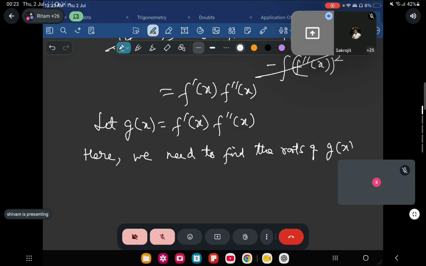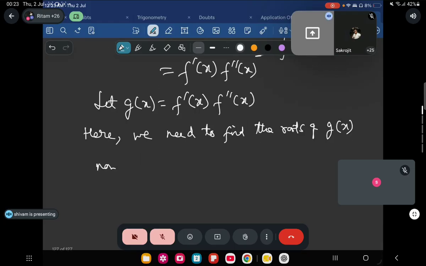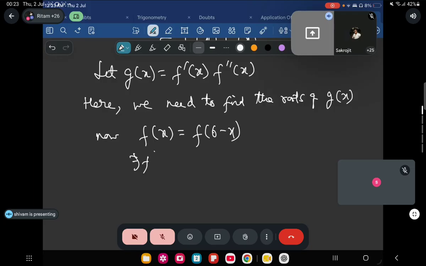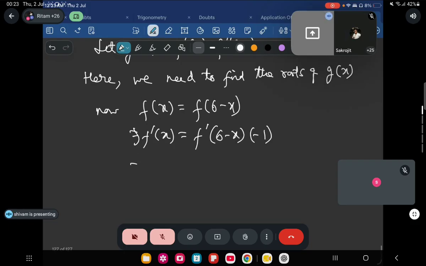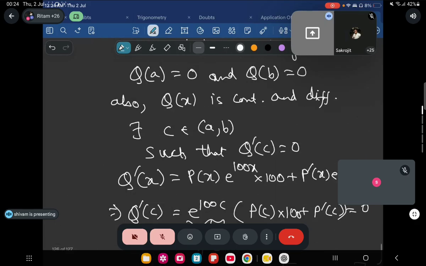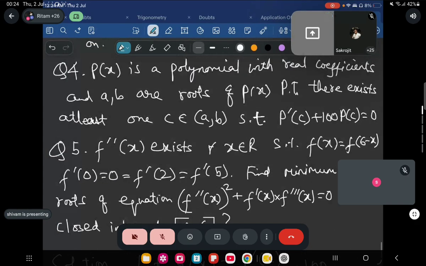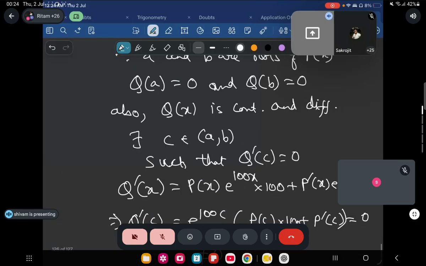Now you see everyone, over here, f of x is given as f of 6 minus x. So when you differentiate both sides, f dash x will be equal to f dash of 6 minus x into minus 1. What are the values given to us? f dash at 0 is equal to 0, f dash at 2 is equal to 0, f dash at 5 is equal to 0.